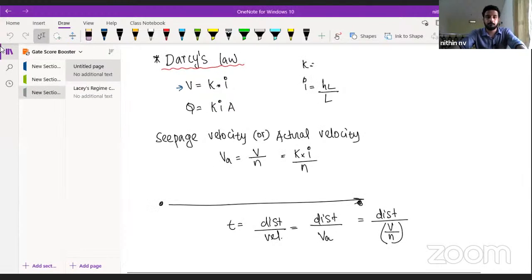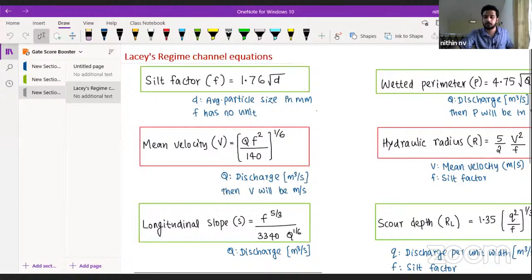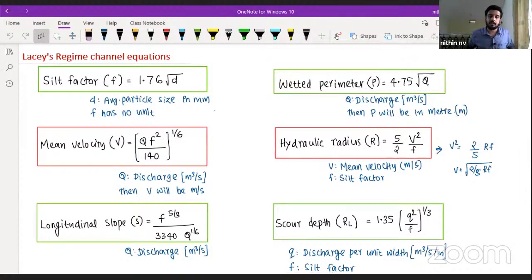One second before winding off, you can take a screenshot of this page also, which is nothing but Lacey's regime channel equations. Not that much important, but in a few years they have asked some questions which are directly based on the equations. That's why I have written every equation on the screen, and what each term is. So whenever you are checking previous GATE questions, you will see questions based on direct substitution, as simple as that.